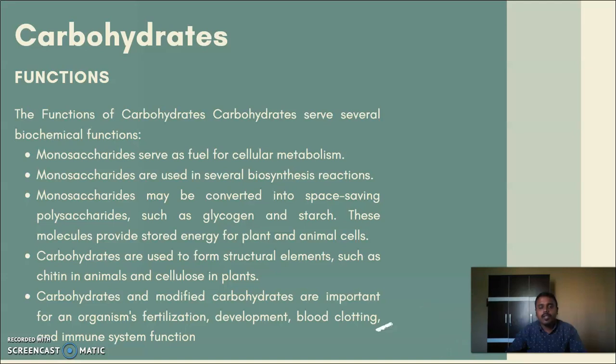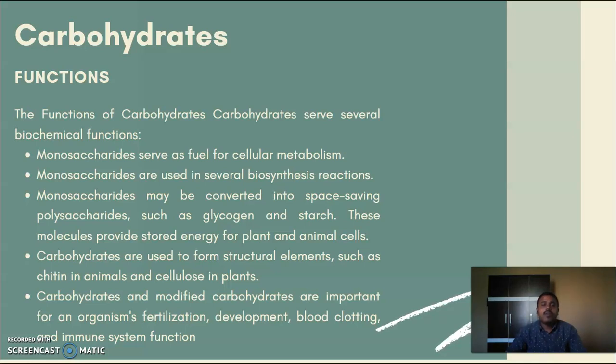Similarly, inside our body, to save space for energy storage, where you need more energy, instead of having it in the form of monosaccharides, we can have it in the form of polysaccharides. Examples of polysaccharides are glycogen in animals and starch in plants. These molecules provide stored energy, an energy reserve for plant and animal cells. Whenever you need, you can take from this reserve, like from an ATM machine.